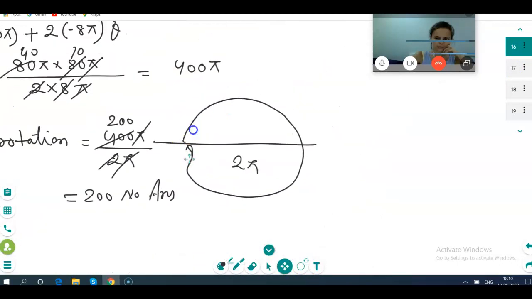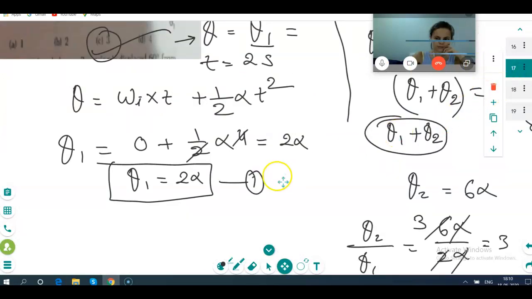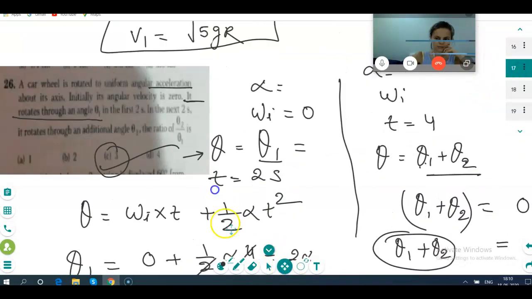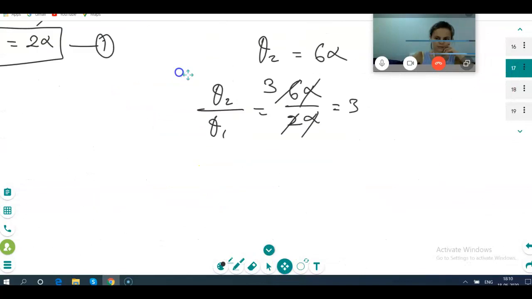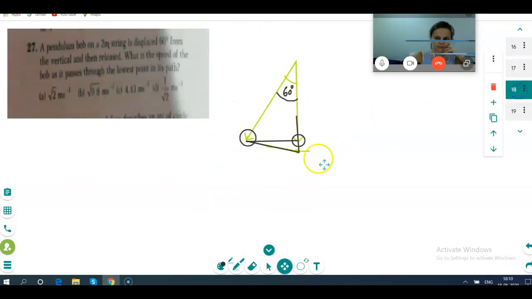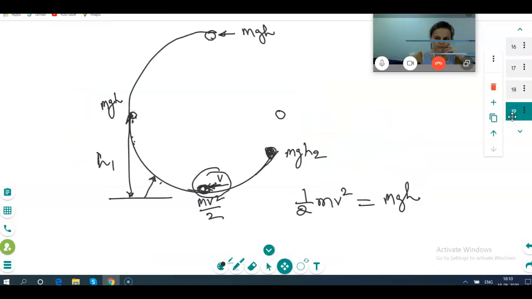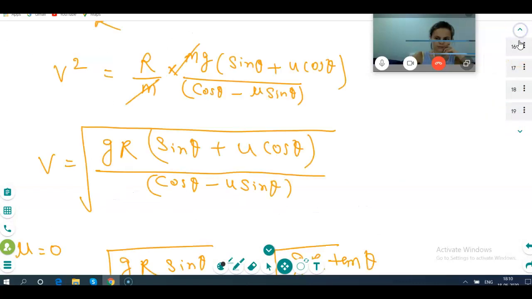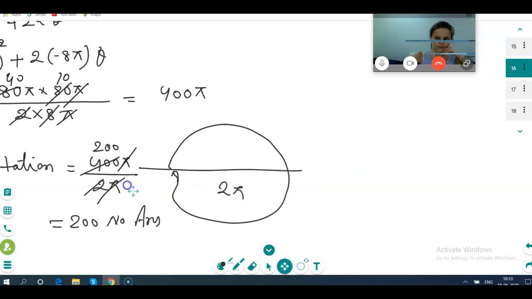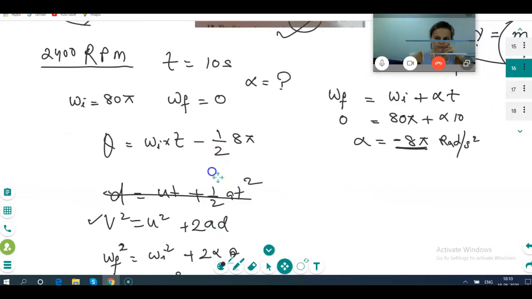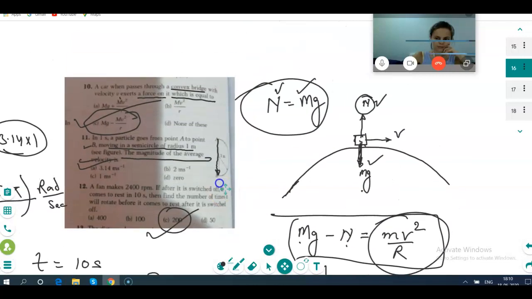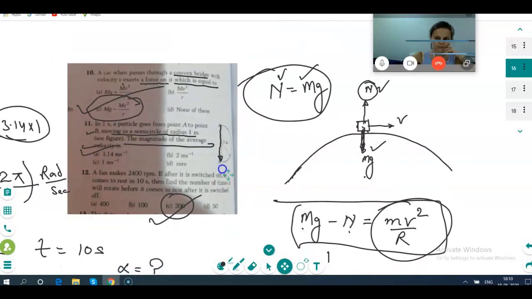Where is it? It's further, I think. It was something like a half circle it traveled. No, I don't remember. In your notebook you have written something, just see. Yes, yes, I wrote.